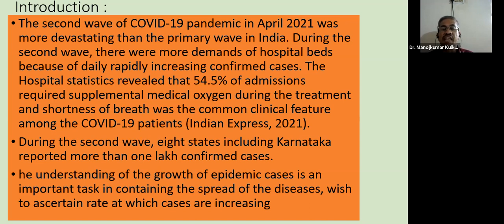It is an important task in containing the spread of disease to ascertain which cases are increasing, how to control them, and what measures we can undertake. The current measures we had undertaken were not sufficient. We were insisting on vaccinations, but it was not yet available. We were advising sanitation, social distancing, and lockdown. Still, they were of no use. So it was very essential to know the rate at which they are increasing.